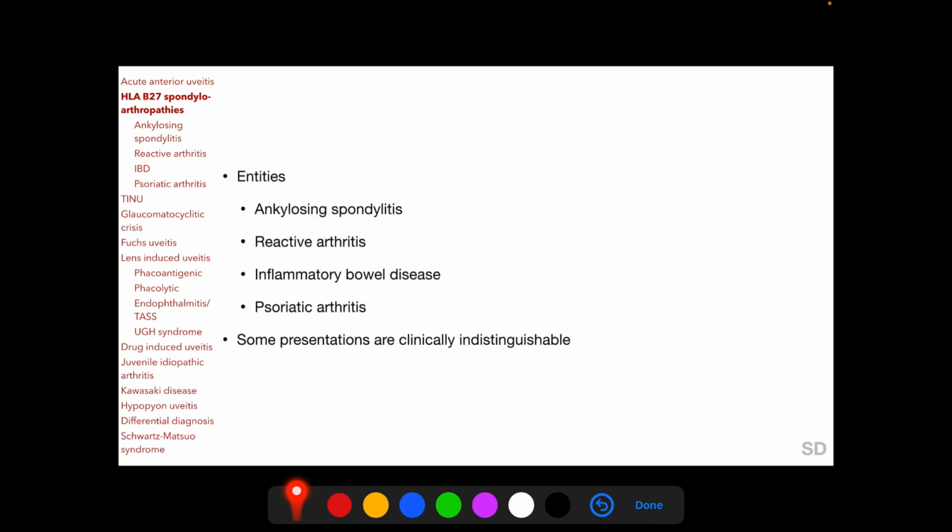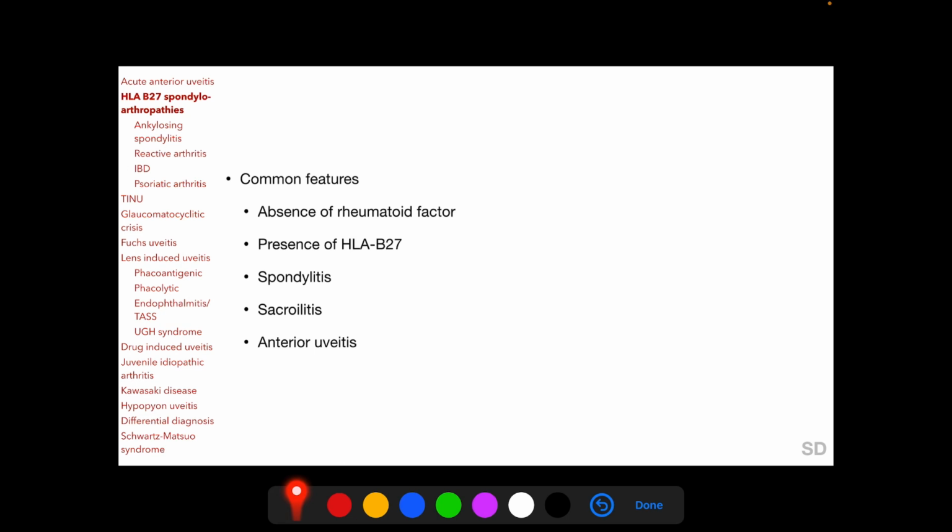Among HLA B-27 spondyloarthropathies, we have ankylosing spondylitis, reactive arthritis, inflammatory bowel disease, and psoriatic arthritis. Some cases are not distinguishable among these entities. The common features are an absence of rheumatoid factor, presence of HLA B-27, spondylitis, that means pain and morning stiffness along the spine, sacroiliitis, that means pain and morning stiffness in the hip joint, and anterior uveitis.